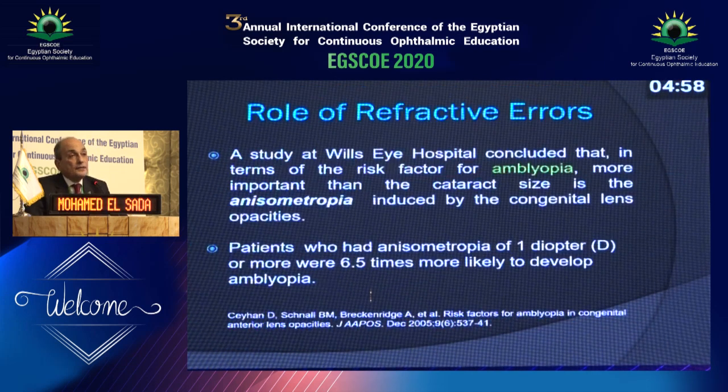هل للإيرورز اوف ريفراكشن دور هنا؟ study اتعملت مشهورة جدا هذه الاستادي، اتعملت في ويلز اي هوسبيتال، وقالت ان الاطفال دول بيبقوا امبليوبيك حتى من الاوباسيتي الصغيرة اللي بتغير الريفراكشن. فبالتالي لما تشوف حالة unilateral cataract you have to do a good retinoscopy علشان even one diopter can render him amblyopia, and in this case you cannot blame the cataract, you blame the refractive error that induced the amblyopia.